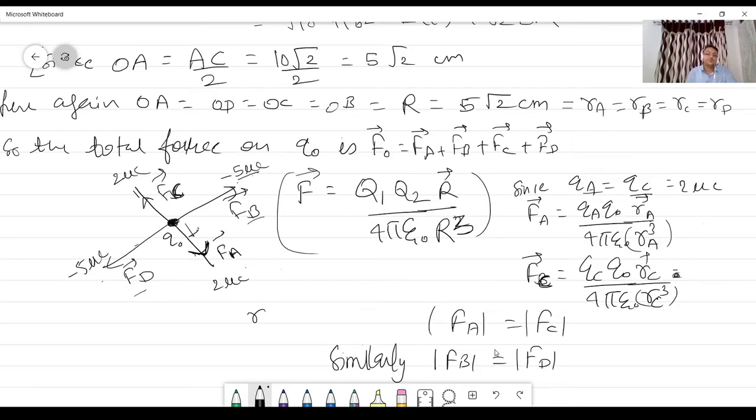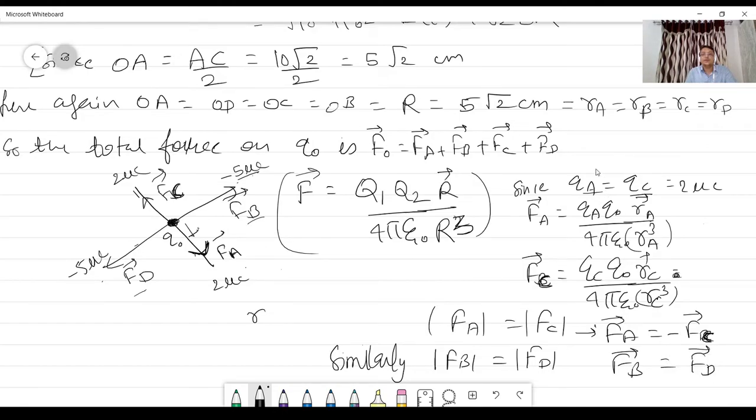So the point is, since the magnitude of the forces on this Q naught is equal, but the directions of Fa and Fc are opposite, I can write one relation in vector form: Fa will be the negative of Fc, and Fb will be the negative of Fd.